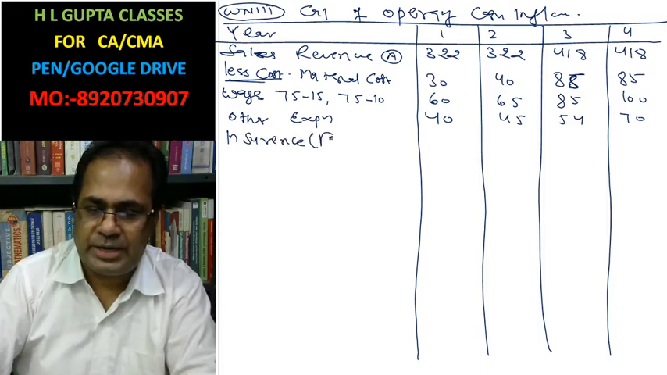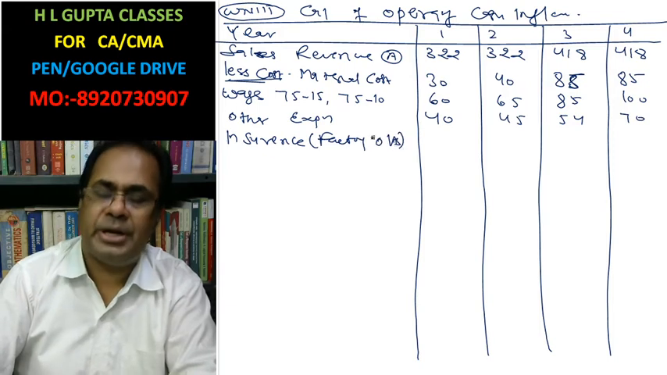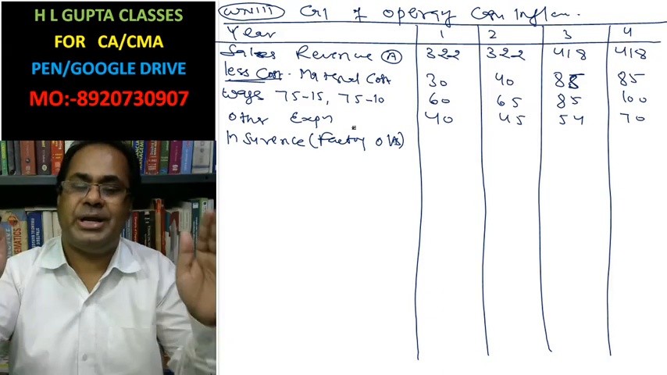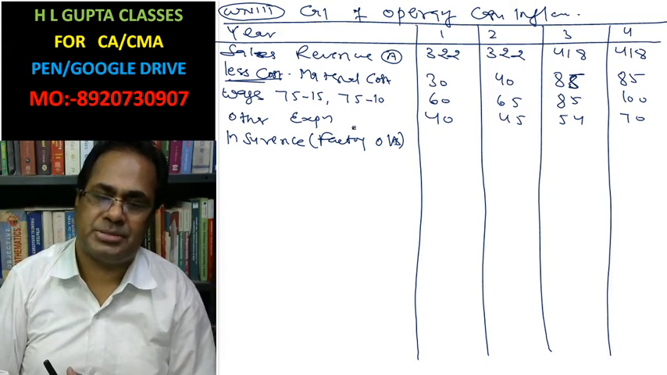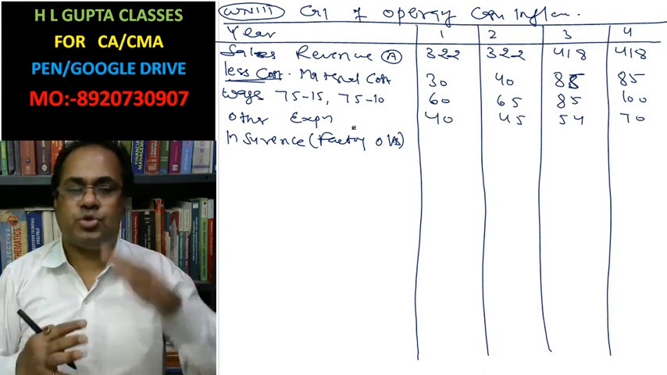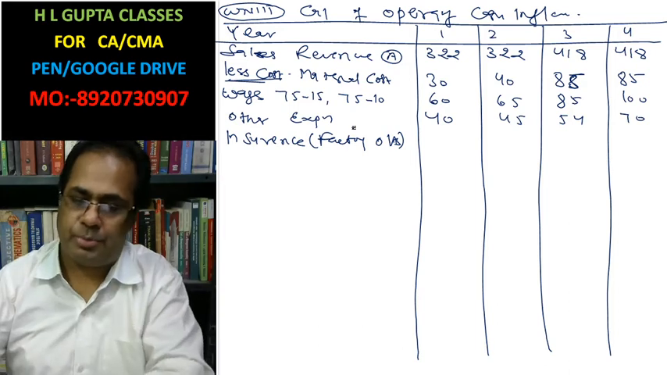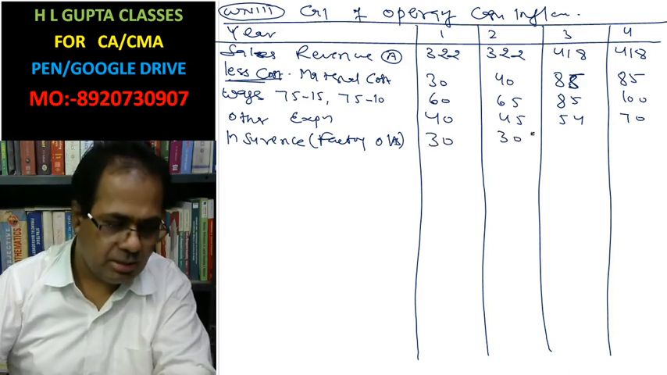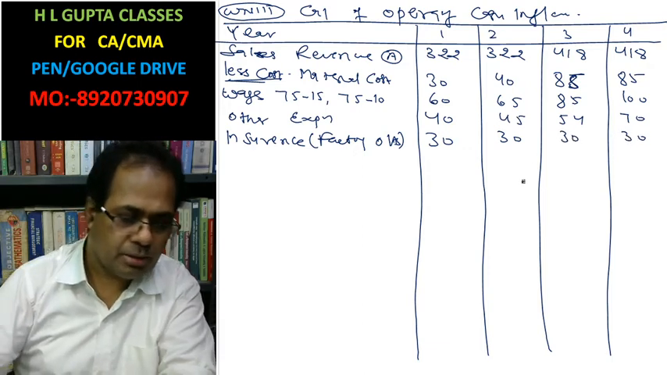Factory insurance, this is from factory overhead. Allocation of overhead is not considered for decision making in long term investments. But insurance is not an overhead. You have to pay that amount. You have to take 30 lakh, 30 lakh, 30 lakh.